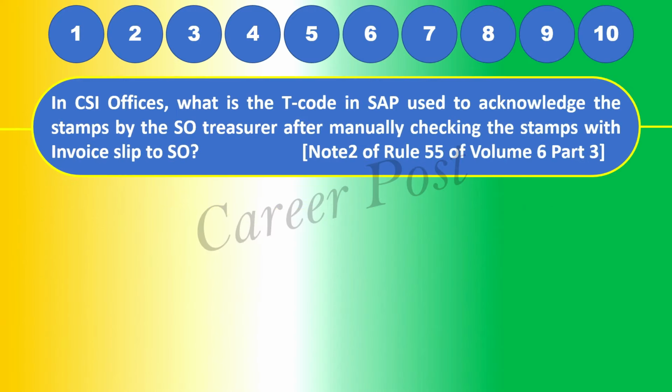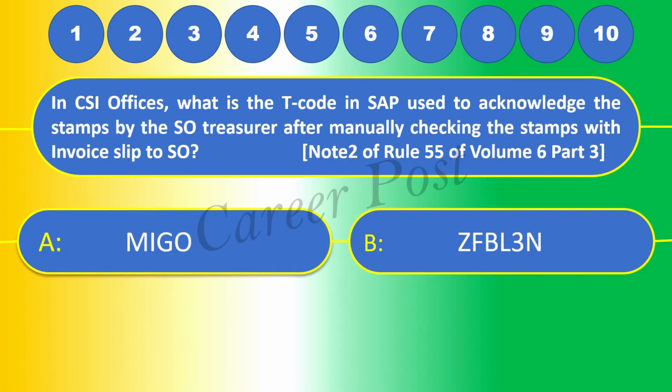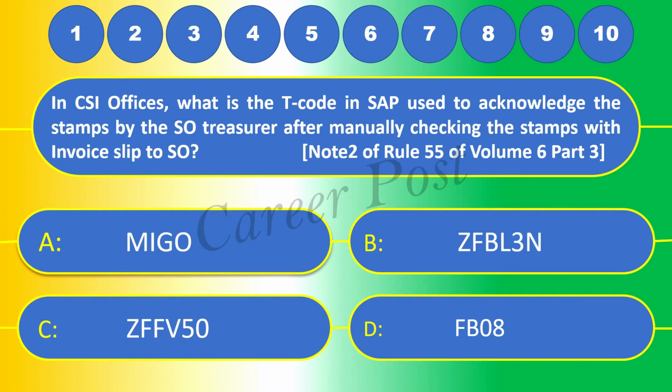In CSI offices, what is the T code in SAP used to acknowledge the stamps by the SO treasurer after manually checking the stamps with the invoice slip to SO? Note 2 of Rule 55 of Volume 6 Part 3. A, MIGO, D, ZF BL3N, C, ZFF V50, D, FB08.